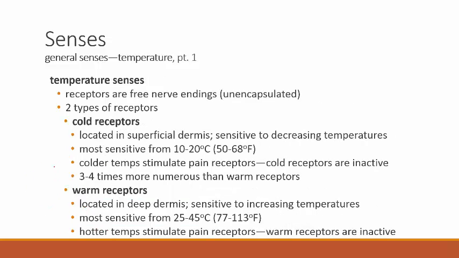Temperature is sensed by free nerve endings. It's the free nerve endings that do the sensory reception for temperature sensing. And there are two types of receptors: cold receptors and warm receptors. Cold receptors are found in the superficial dermis, and they're sensitive to decreasing temperatures. And they have a sensitivity range somewhere between 10 and 20 degrees Celsius. In Fahrenheit, that's 50 to 68 degrees Fahrenheit.